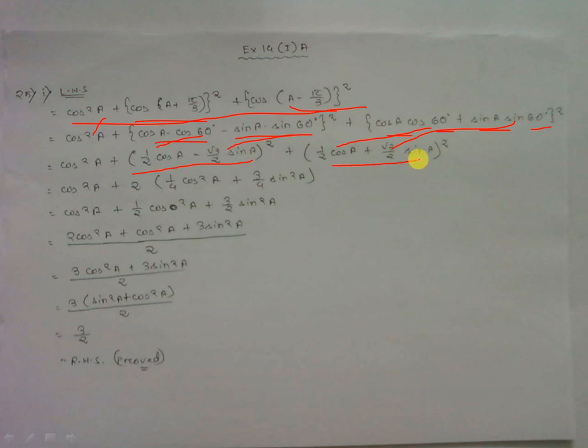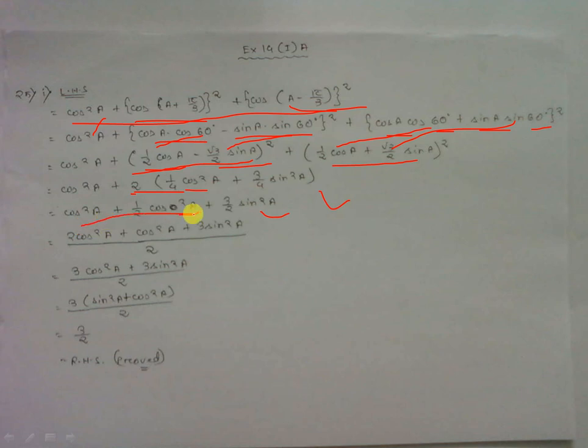So A minus B whole square plus A plus B whole square formula is 2 into A square plus B square. So 2 into A square means this one square, so 1 by 4 cos square A, and this one square means 3 by 4 sin square A. Now if you multiply 2 inside, 2 into 1 by 4 is half cos square A, and here 2 into 3 by 4 is 3 by 2 sin square A.